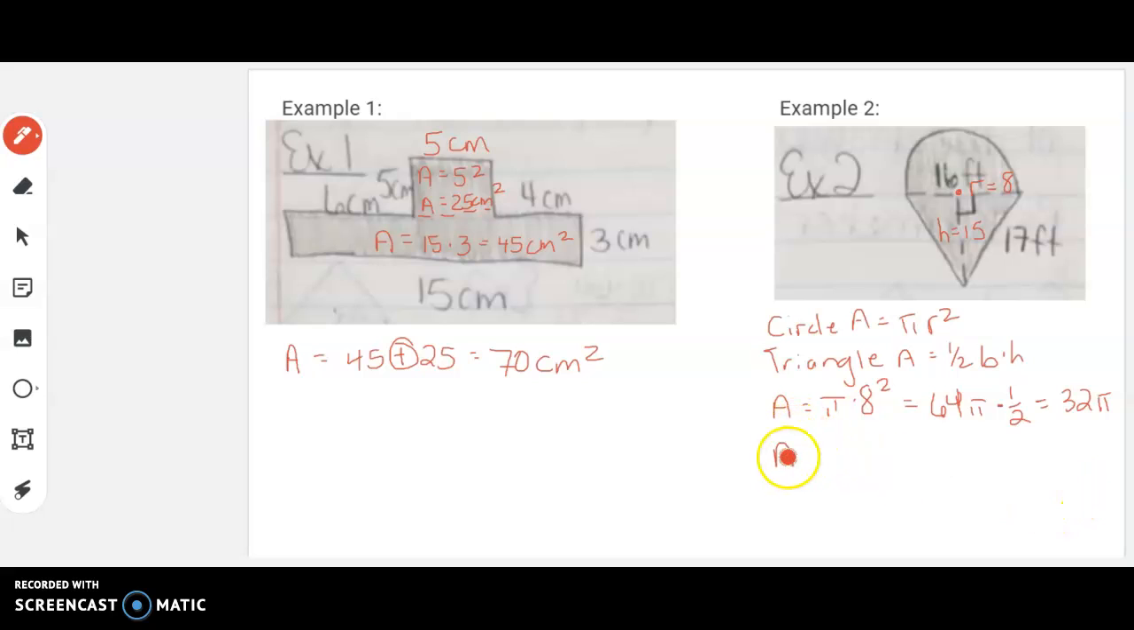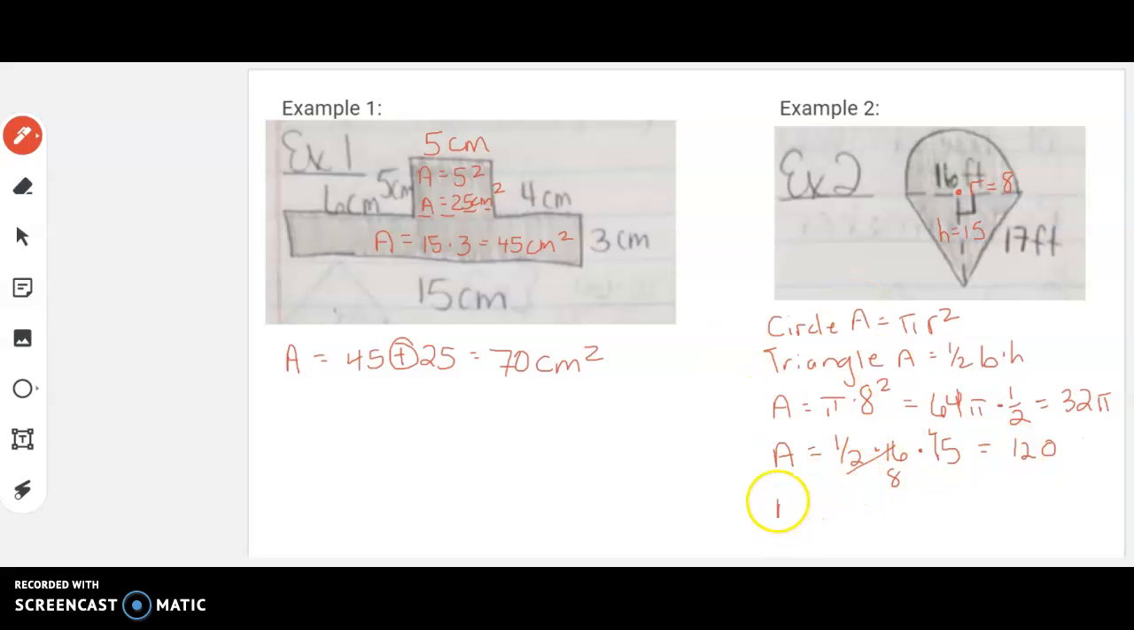Then I need to find the area of my triangle. So that's 1/2 base, which is 16, times the height, which we found is 15. Okay, well, half of 16 is 8. And 8 times 15, let's see, that gives me 40, carry my... 120.